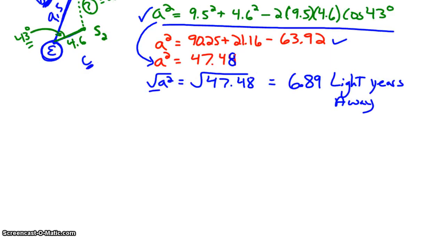That will give us cause to square root each side, giving us 6.89 light years away, which tells us we had a side angle.